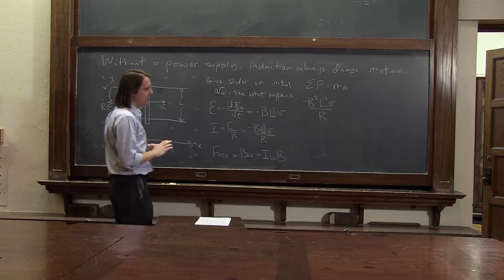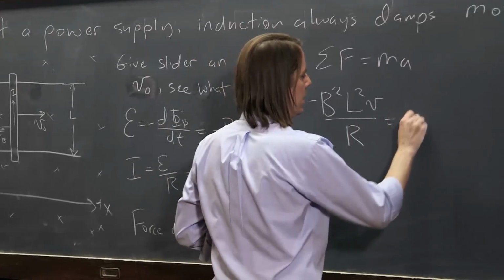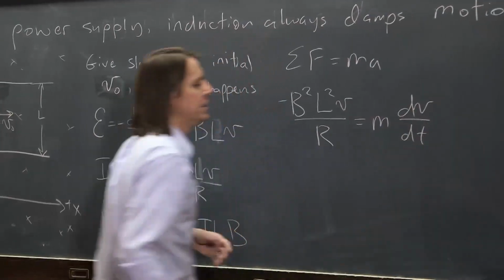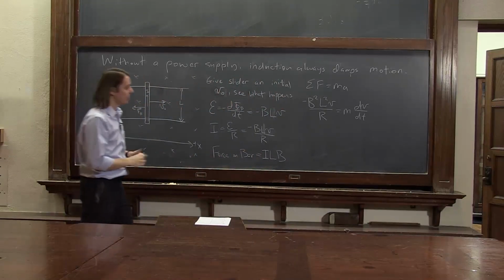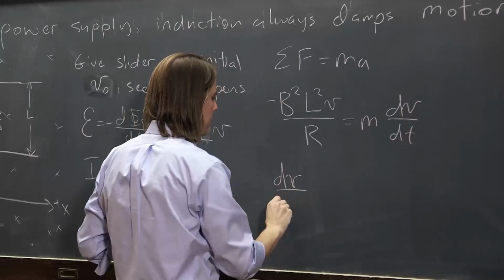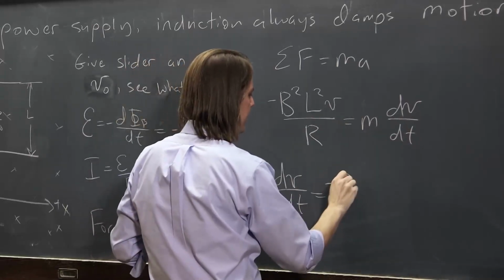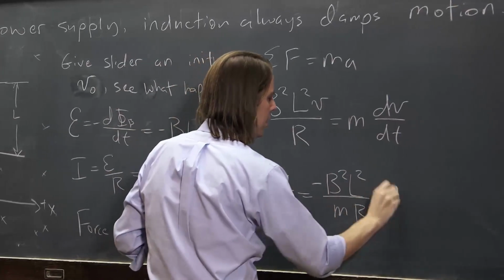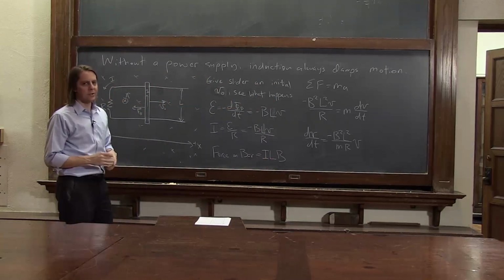So if minus BLV over R equals m, and what is A? A is dV dt. Okay, so now we'll try to simplify it. We can solve for dV dt equals, we can bring the m over here, minus B squared L squared over mR V. And you may recognize that as exponential decay.